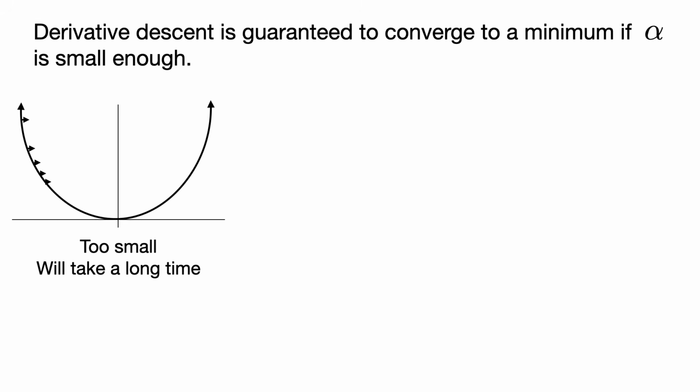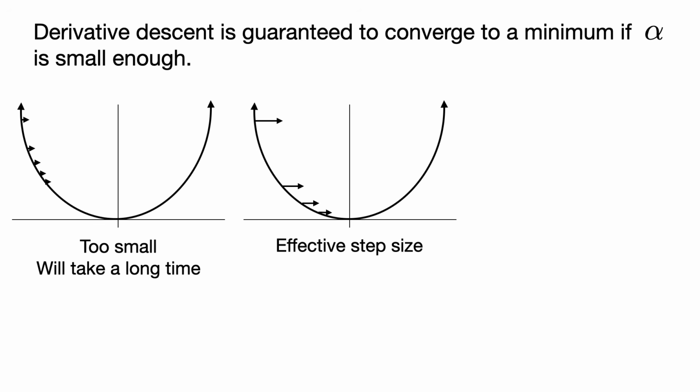So here's an example where alpha is small enough. It will eventually converge to a minimum, but it's going to take a long time. It might not converge to a minimum in your lifetime, for example. Here's a case where alpha is more effective and we'll be converging to a minimum pretty quickly, or we'll get close to the minimum pretty quickly.